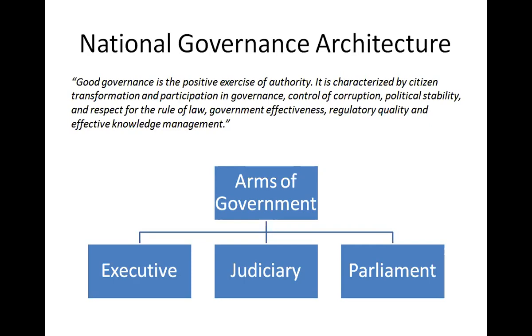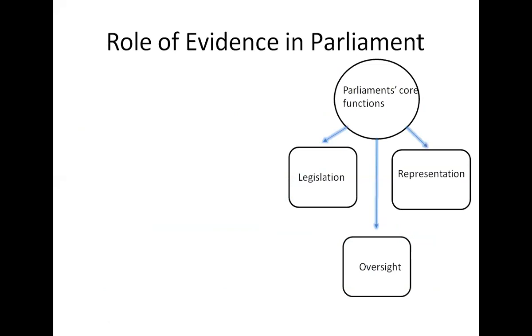So now, having seen the arms of government, let's move to the specific role of the parliament. Through the function of legislation, representation, and oversight, parliament sits at the center of the web of domestic accountability. They hold the government to account on behalf of the people, ensuring that government policies and actions are both efficient and commensurate with the needs of the public. The role is crucial in checking excesses on the part of the officials that have the mandate to disperse state's resources and power.